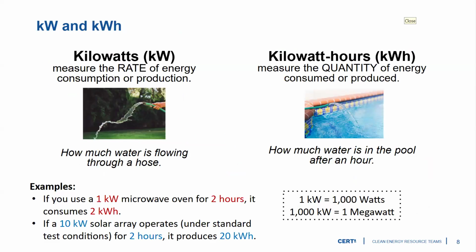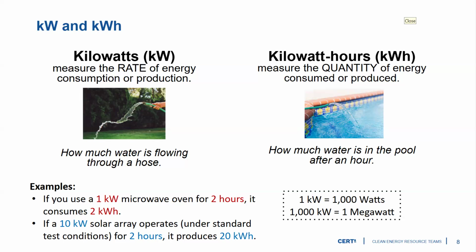The next concept I want to introduce is kilowatts and kilowatt hours and the difference between them, because it's really important when you're talking about solar systems. So kilowatts, or kW, measures the rate of energy consumption or production. If you think about it in terms of a water analogy, it would be how much water is flowing through a hose. So the rate at which energy is consumed or produced.